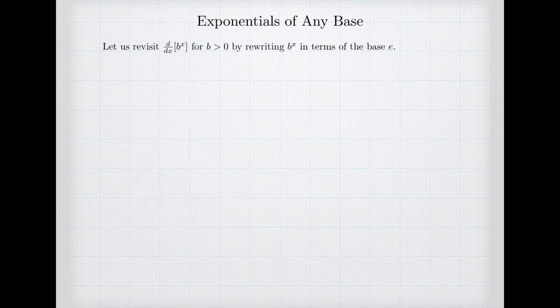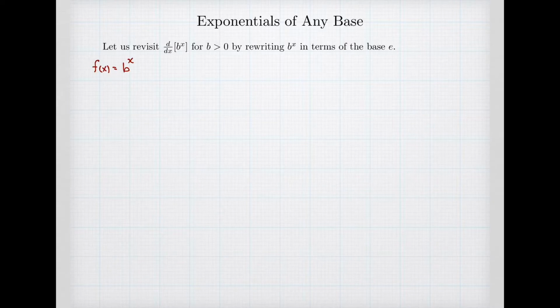All right, so let us revisit the derivative of b to the x, for any base b, which has to be positive. And the way we'll do that is we will rewrite b to the x in terms of the base e. So let's start by defining our function. The idea behind rewriting our function in base e is we can rewrite this in a way where we'll know how to find its derivative.